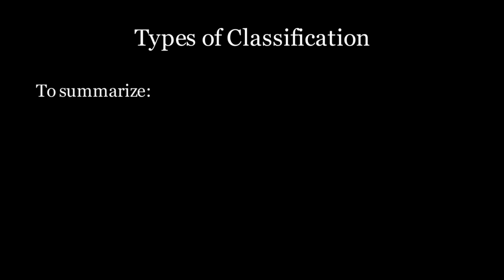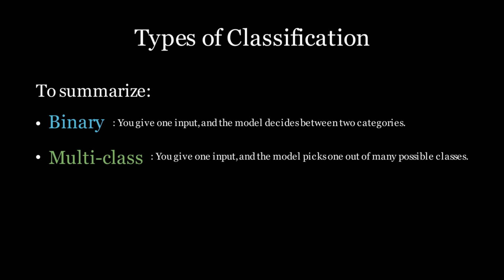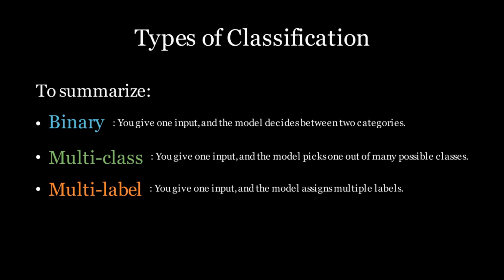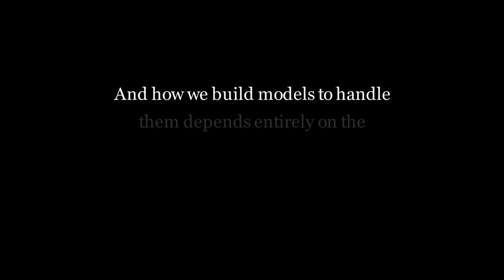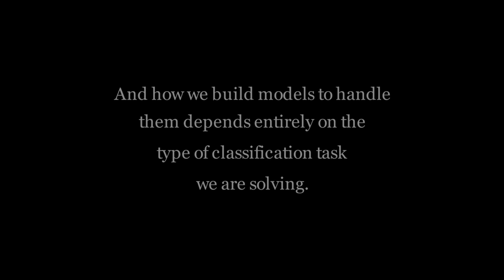To summarize, binary: you give one input and the model decides between two categories. Multi-class: you give one input and the model picks one out of many possible classes. Multi-label: you give one input and the model assigns multiple labels. Visually, structurally, and logically, these problems are very different. And how we build models to handle them depends entirely on the type of classification task we are solving. We'll cover each of them in the next videos.